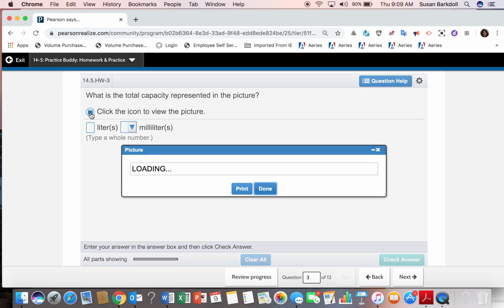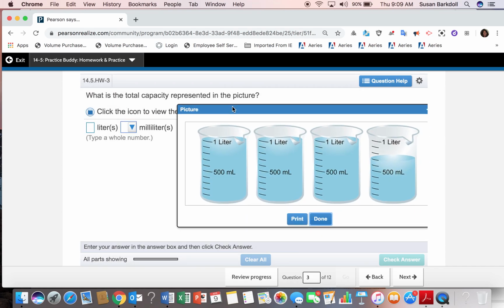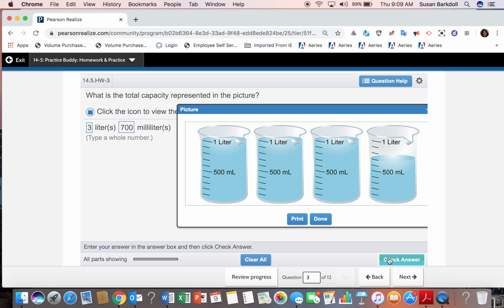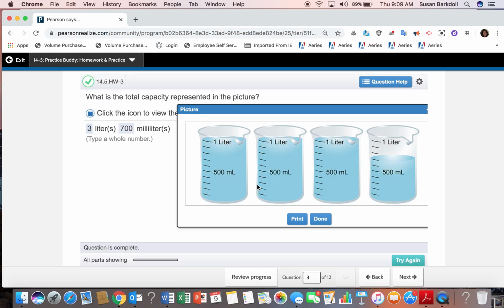Click on the icon to view the picture. Okay, so they want us to look. There's 1 complete, 2 complete, 3 complete liters. So my answer here is 3. I look at this one and I see 1, 2, 3, 4, 5, 6, 7. Let's go and look and see what we've got. 600 would be here. 500 would be here. 200 would be here. So our best answer is 700. Fantastic.